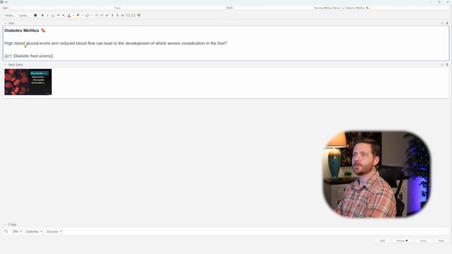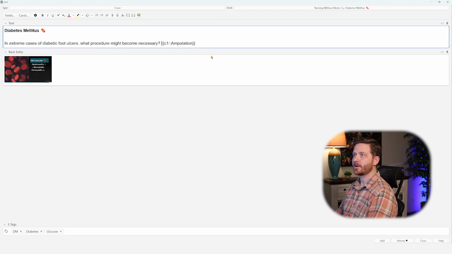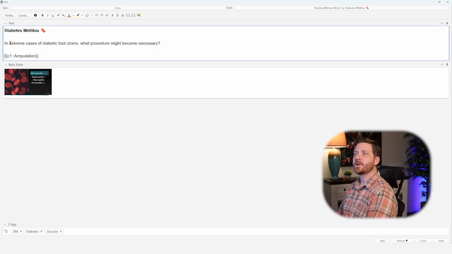High blood glucose levels and reduced blood flow can lead to the development of which severe complication in the foot? And that is going to be our diabetic foot ulcers. We'll add that in. Now lastly, on our complications, in extreme cases of diabetic foot ulcers, what procedure might become necessary? And this is unfortunately when you start seeing those amputations of toes and feet in individuals with diabetes mellitus. And we'll go ahead and add that.